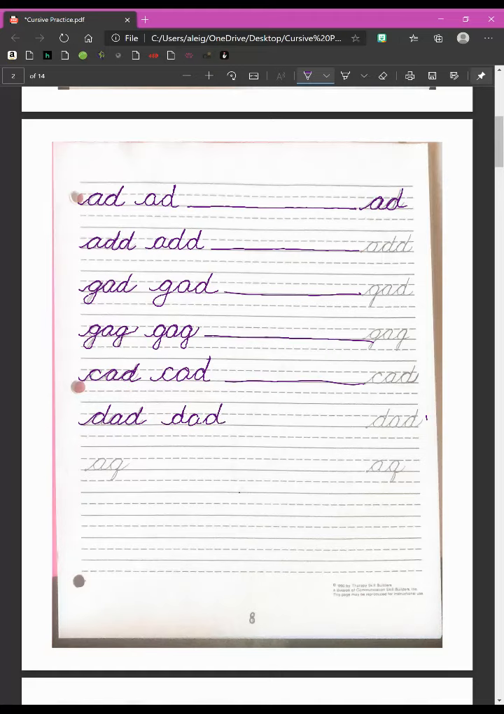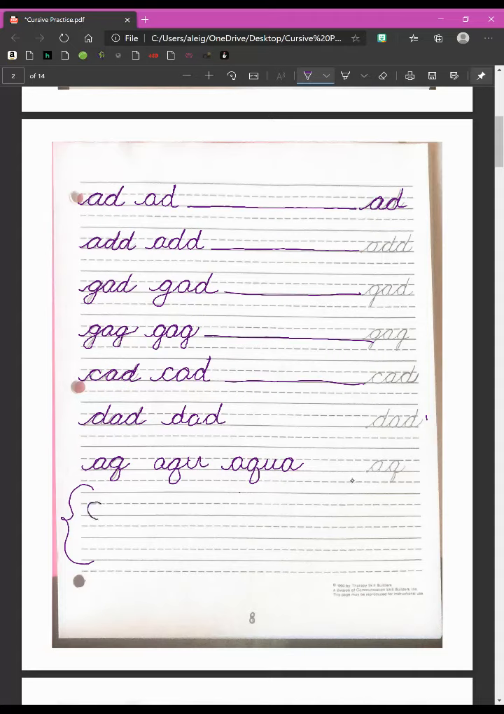And lastly, we have aq. A-Q, sorry, aq. A-Q. If you want to add a U on the end of that, like we did in our last video, you could write the word aqua. A-Q-U-A. That's very tricky.